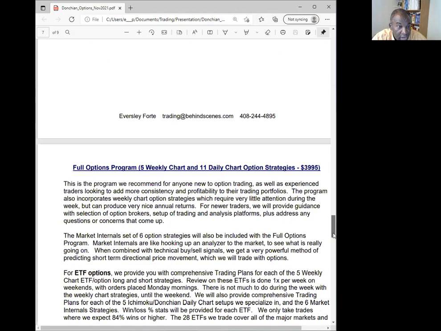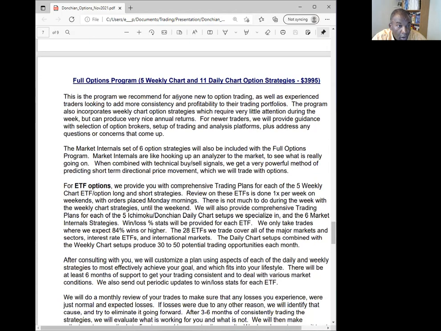The second program is for people who are brand new. This is where I will literally hold your hand. We're doing the weekly, daily, and the market internals. The market internals are the ones that have quite absolute bottoms. Before anything turns up, we get into market internals long. This is for people who are brand new to trading, as well as people who are very experienced and want to add more stuff to their trading arsenal.